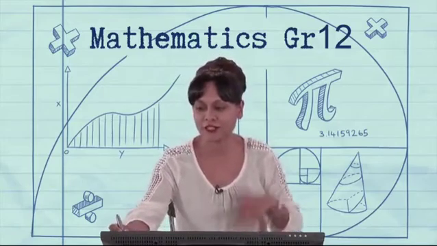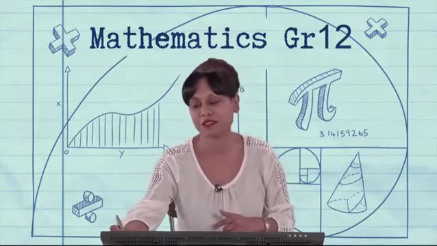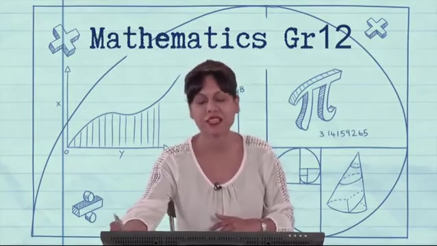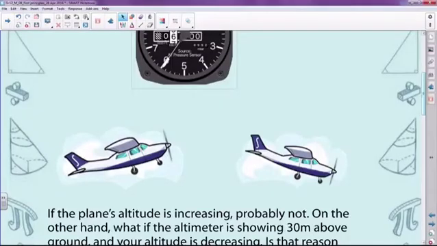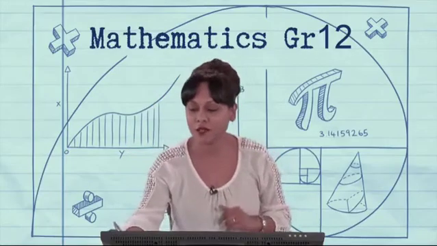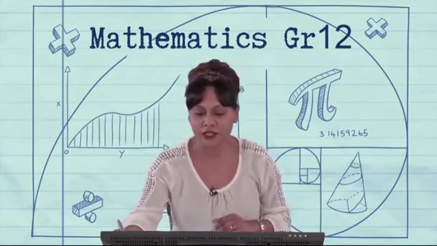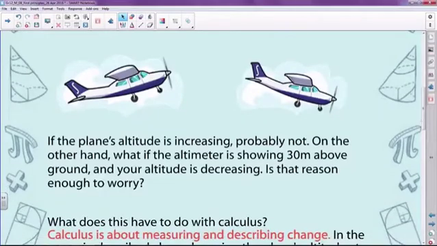I wish I could at this point hear what some of your responses are, but let's think about this. If the plane's altitude is increasing, then probably you shouldn't be worried because you're taking off, so your height, your altitude, will increase. But then what if the plane is actually descending? So it's going down. Should you then be worried?